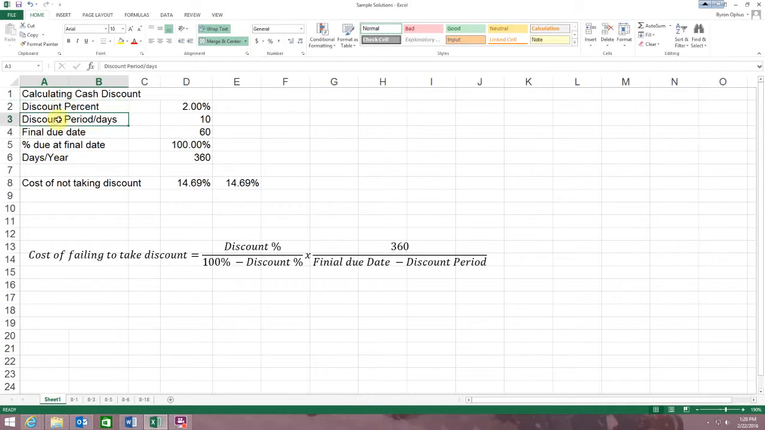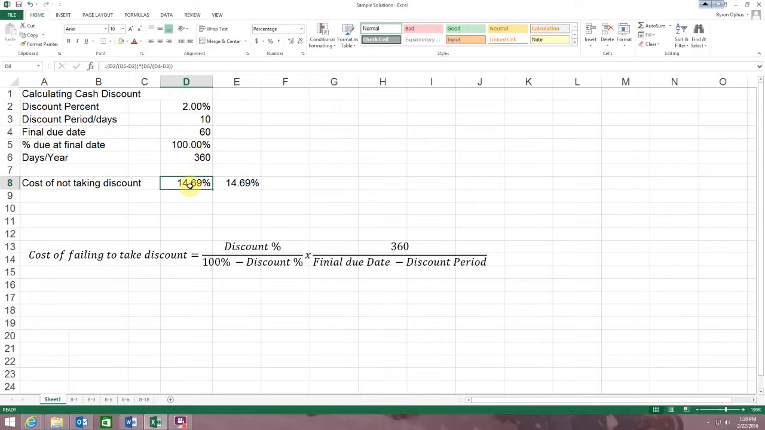What the discount percent is, what the discount period is, and the final due date, the percent at final due date, which is generally going to be 100%. Days of the year we usually use 360. I think that's what the book asks for, so to be consistent, please do that. And then I just put in the formula here, right? It's the discount percent divided by 100% minus the discount percent, times 360, our days per year, divided by the final due date minus the discount period. So it's 2% divided by 98%, right, times 360 divided by 50.